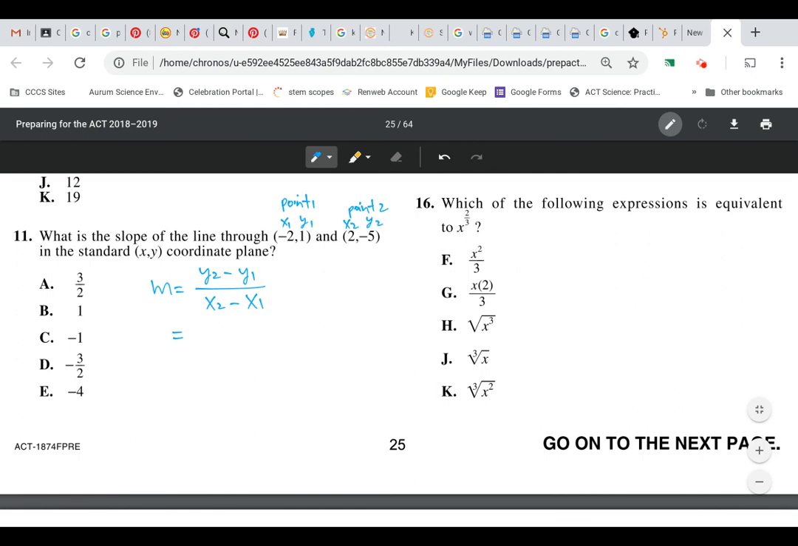And when you label, if you don't need to label it, you don't have to. But if you are not sure what to do, make sure you label it when you do the practice. After you label x1, y1, x2, y2, you just plug it in. -5 is y2 minus y1, that's in parentheses though. And then x2 is 2 minus x1 is -2. Okay, the top is -6. Bottom is 4. Simplify, it is -3 over 2. Okay.